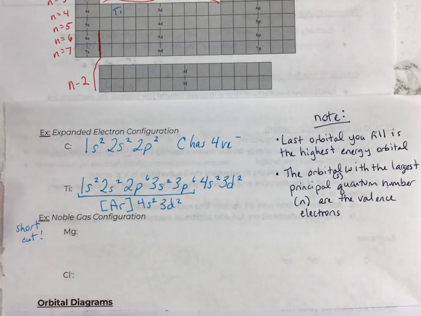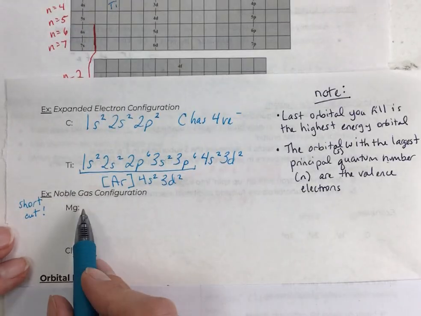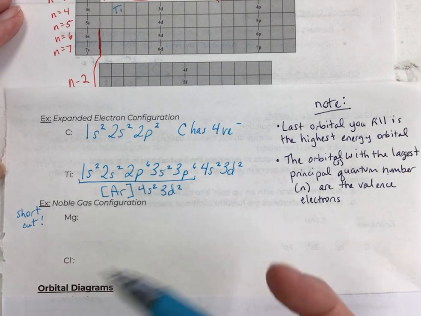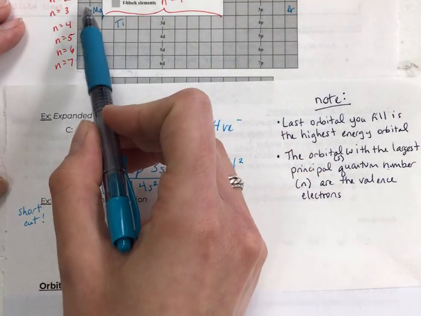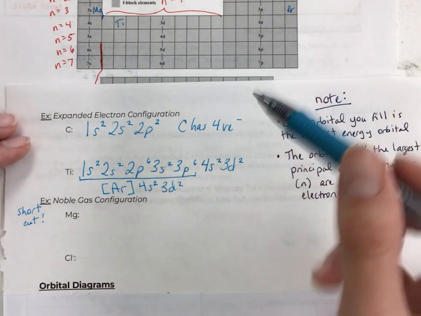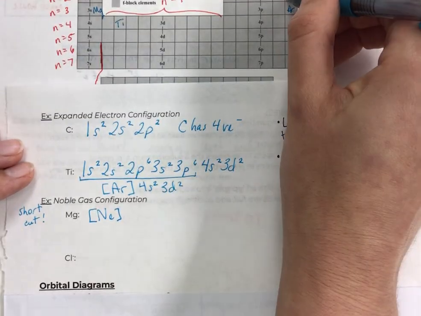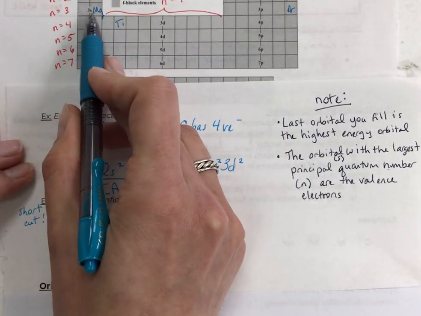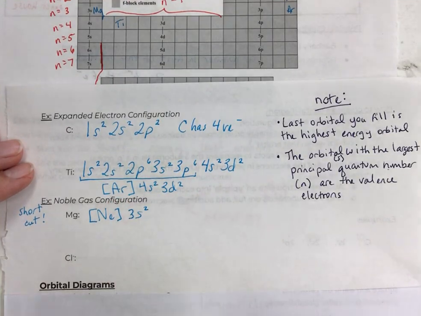Let's do magnesium, or you can pause here and try magnesium and chloride on your own. So for magnesium, we find it on our regular periodic table. Magnesium is right here. My noble gas before magnesium is neon. And then all I have to do is list what's after neon, which in this case for magnesium is just 3s2. That's it.